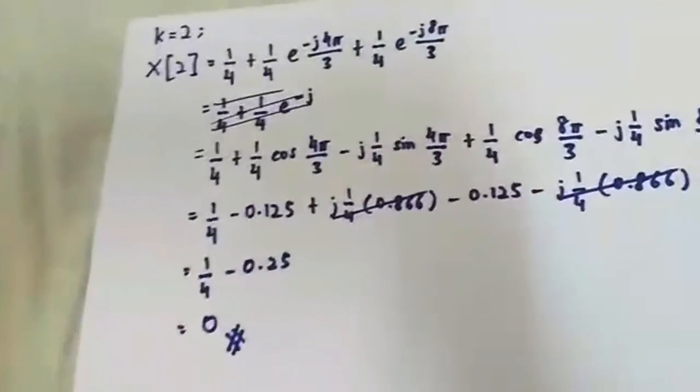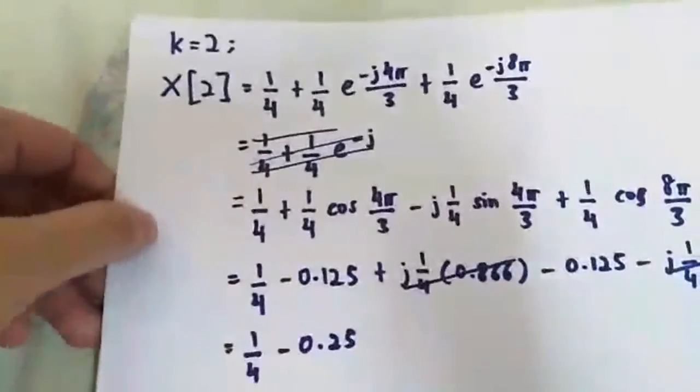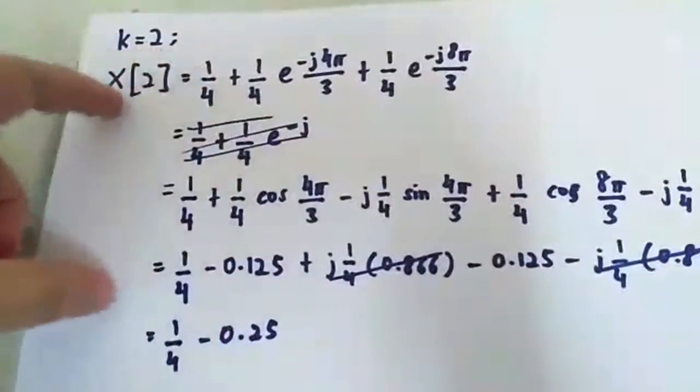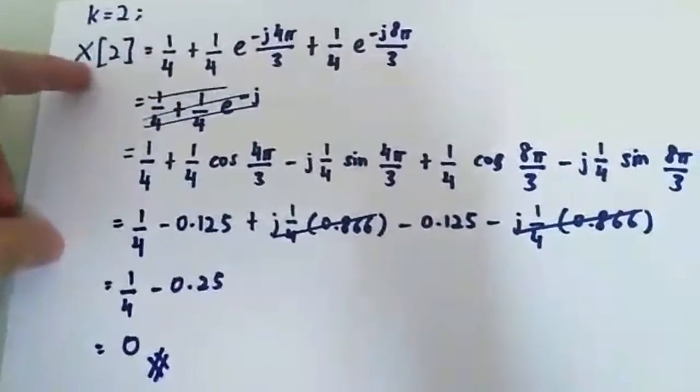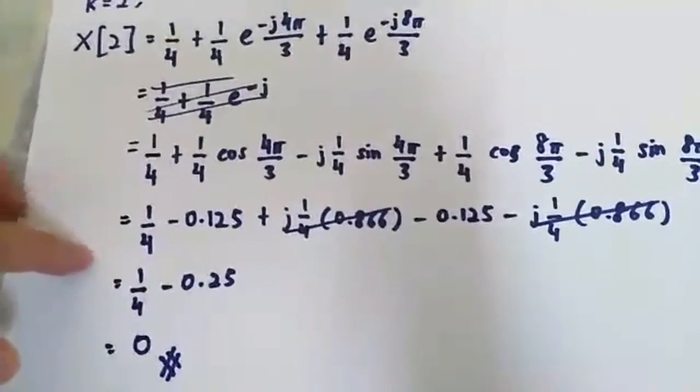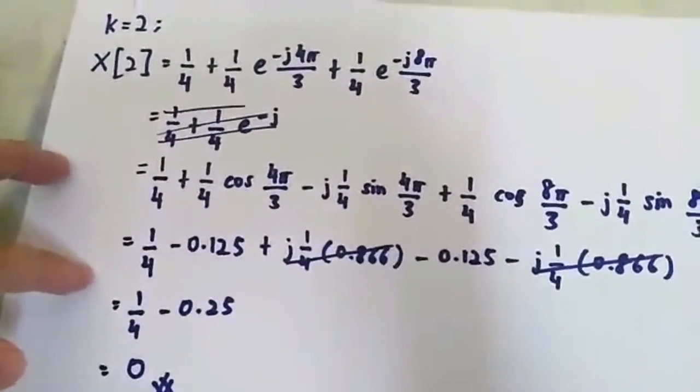And the last one is k equal to 2. This is the same step, and then we will get 0, 2. So that's all for me.